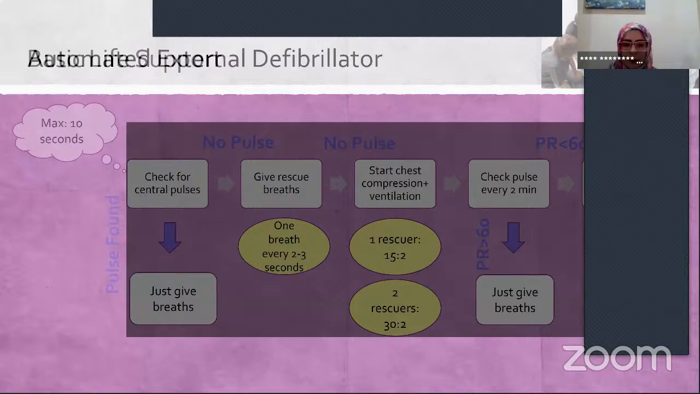Off blue plastic. Apply pad to bare skin, exactly as shown in the picture. Press pad firmly.